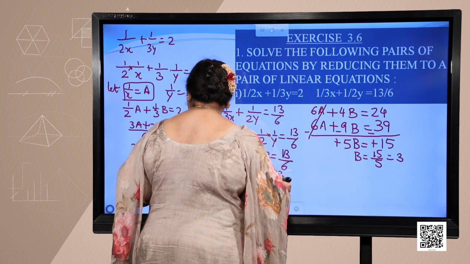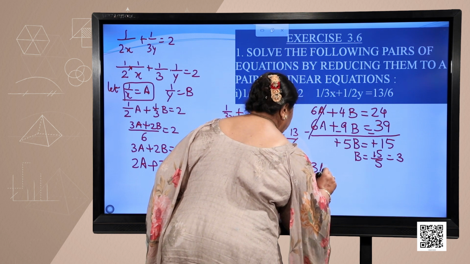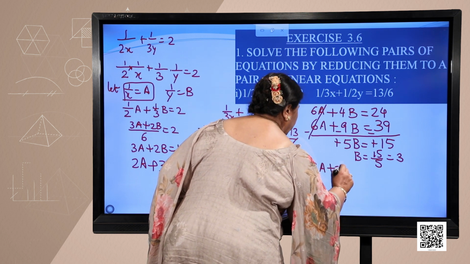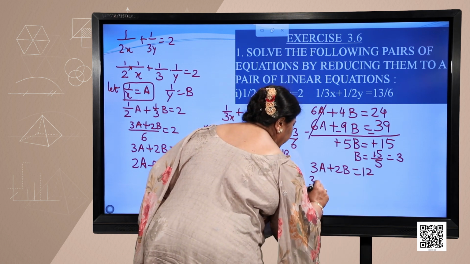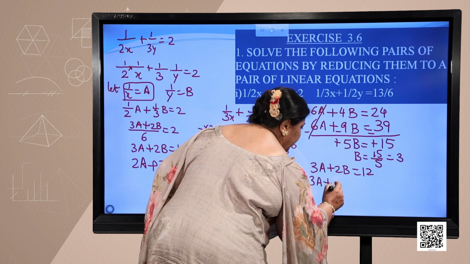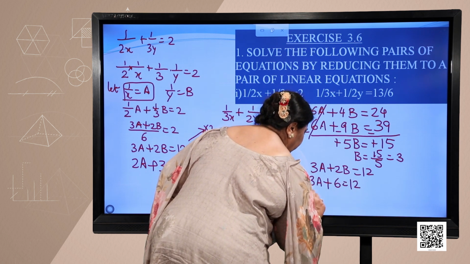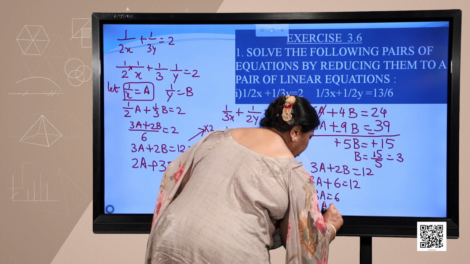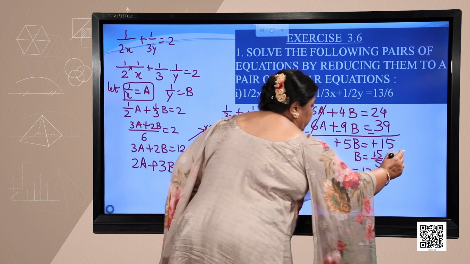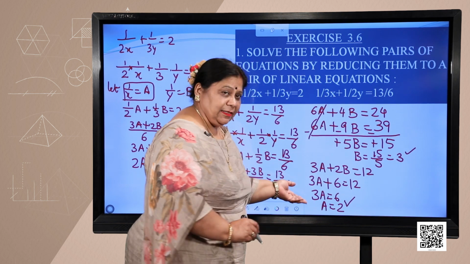Likewise, I will find out the value of a. I will take any equation, 3a plus 2b is equal to 12. Here 3a plus, what is the value of b? It is 3. So, 2 3s are 6. That gives me 3a is equal to 6 or a is equal to 2. b is 3 and a is 2, but are these the answers?